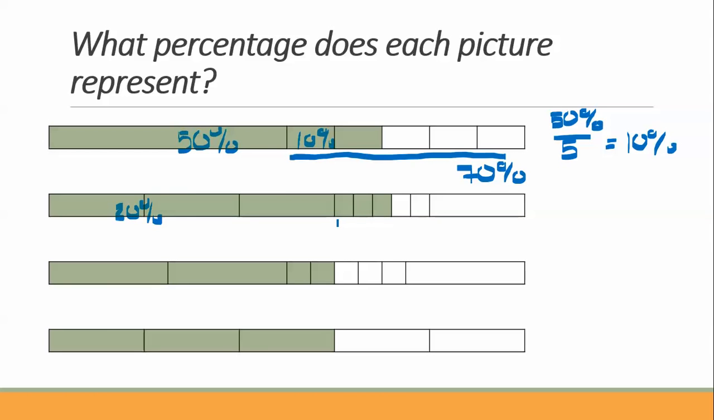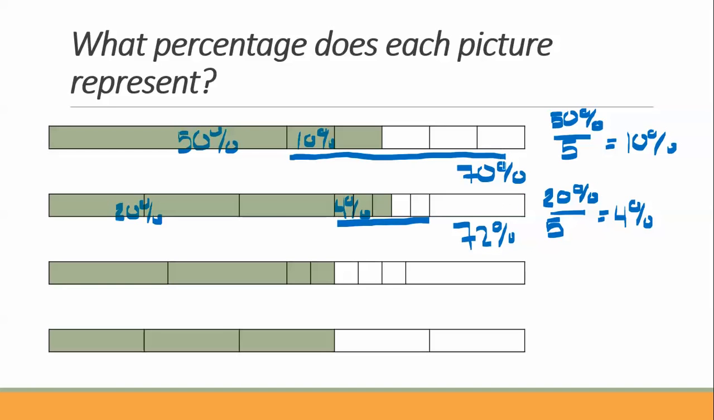Now we know that this part is also 20%, but it's divided into 1, 2, 3, 4, 5. So we have 20, and we're dividing into 5, so that's 4% each. So this one is 4%. So now when we count, we have 20, 40, 60, 64, 68, 72. The shaded portion on this one is 72%.